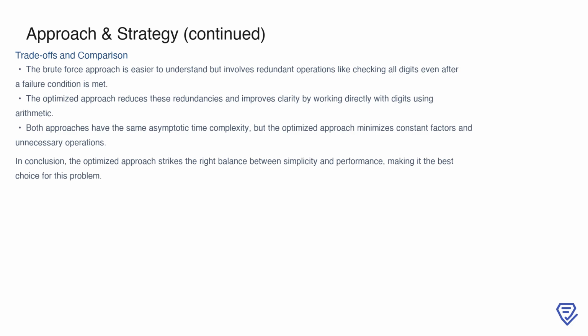On the other hand, the optimized approach eliminates these redundancies by leveraging arithmetic operations and early termination, which makes it more efficient in practice. While both approaches share the same asymptotic time complexity, the optimized approach minimizes constant factors and unnecessary operations, resulting in better performance overall. In conclusion, the optimized approach is the ideal solution for this problem because it balances clarity, simplicity, and efficiency, addressing the problem requirements effectively without introducing unnecessary complexity.